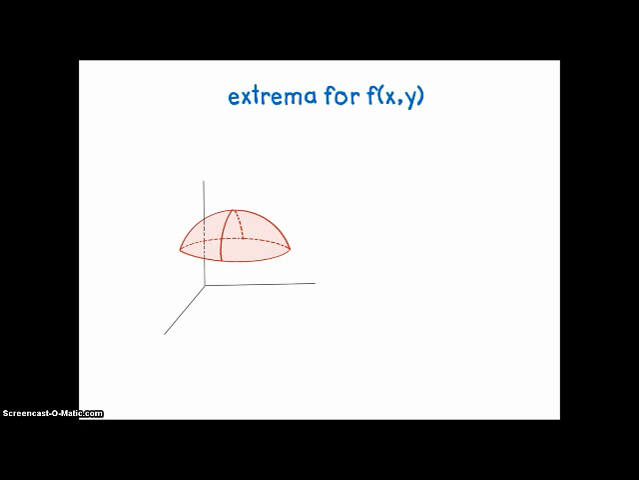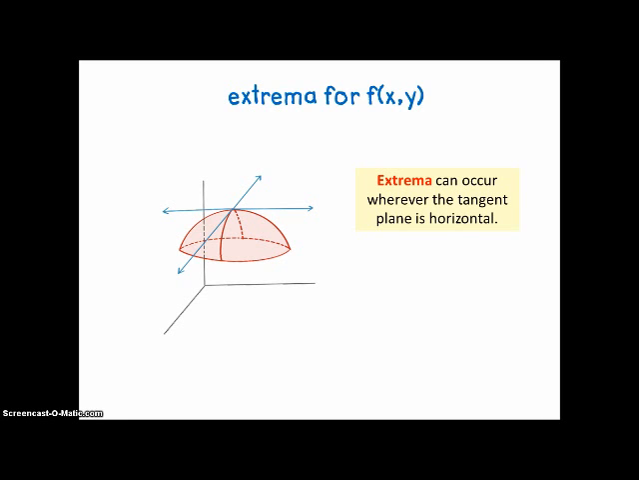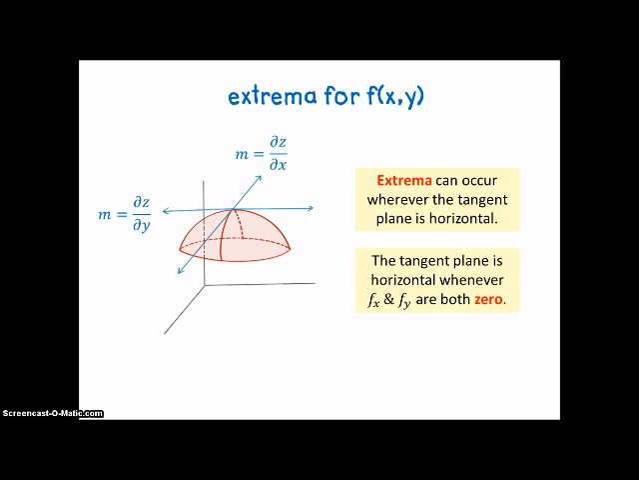Now here's an example of a nice round maximum on a surface. And you'll recall that the tangent plane was determined by the tangent to the x curve and the y curve. And this type of extrema can occur whenever the tangent plane is horizontal. If the tangent plane is horizontal, then the slopes of these two lines have to be zero, and the slopes of these two lines are the partial derivatives of z with respect to x and y. So the tangent plane is horizontal whenever the partial derivatives fx and fy are both zero.